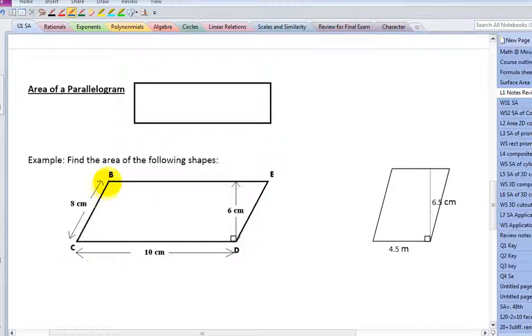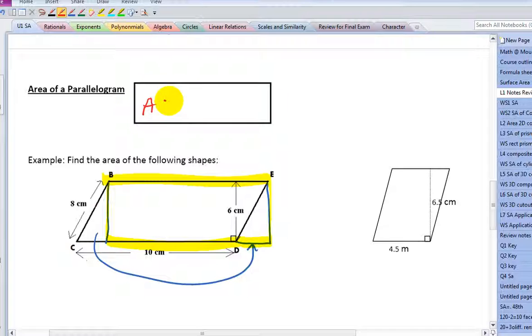Okay, parallelogram. If I took this triangle right here, moved it over, what kind of shape would we now have? Rectangle, exactly. A lot of formulas for rectangles are base times height instead of length times width. It's the exact same thing. All we have is a tilted rectangle.